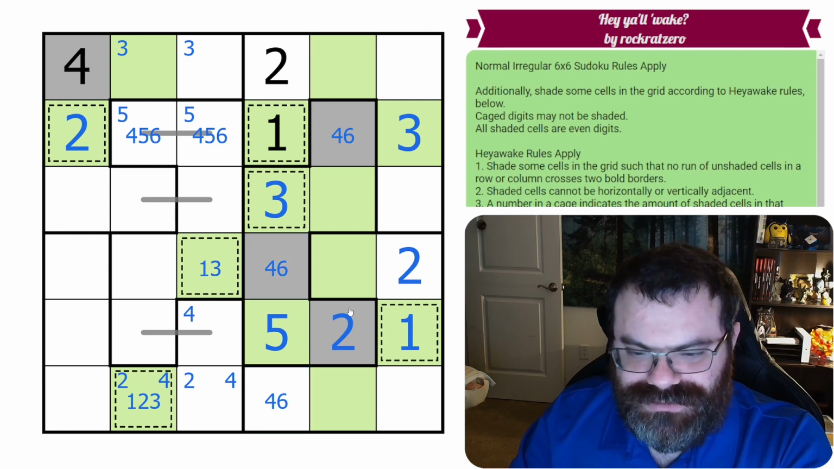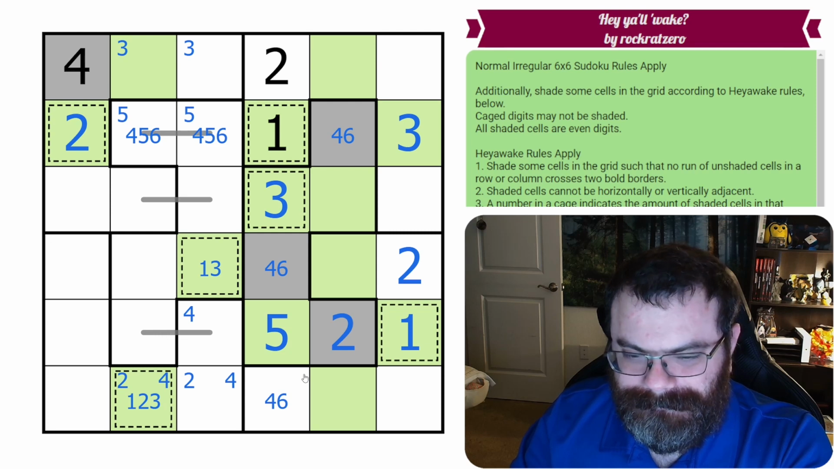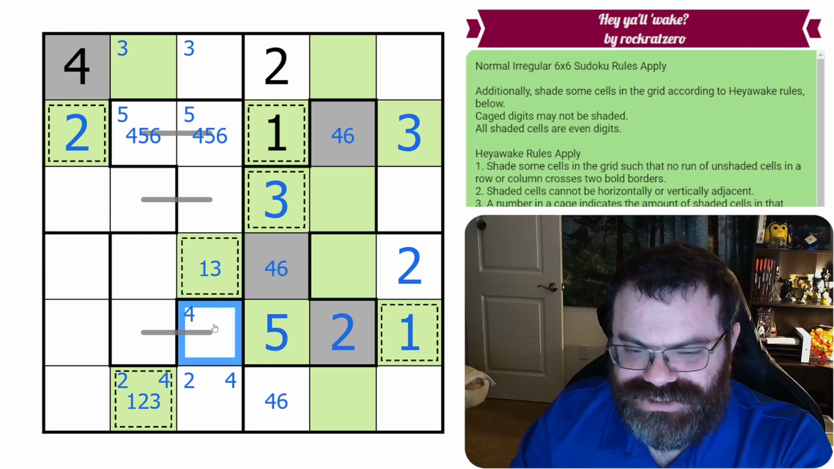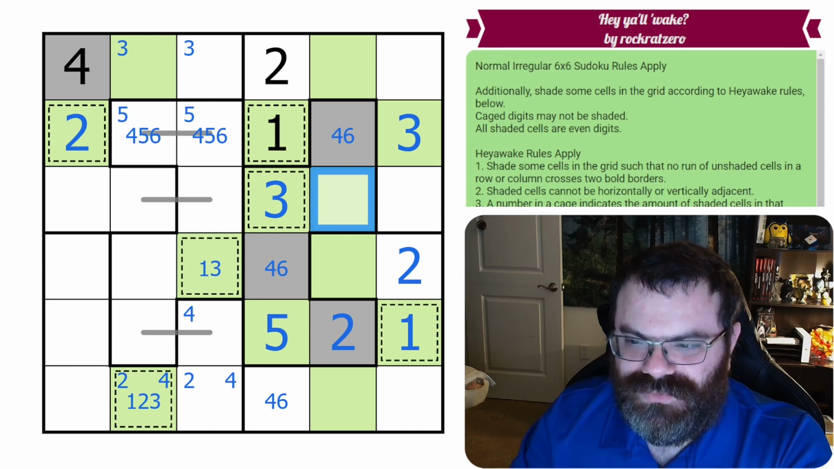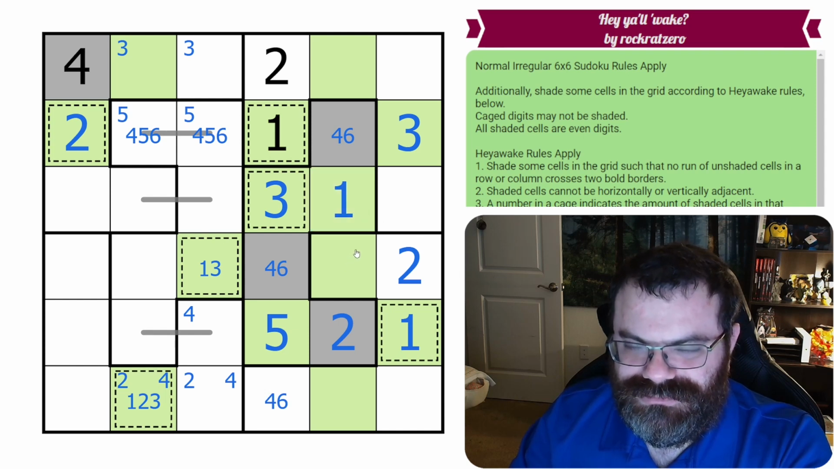Don't know if this is shaded or not. If it was shaded, this couldn't be shaded, and this would be shaded. And the reason I say that is because we can't surround this 5. We do need to remember the connectivity rule. I'm sure it comes in handy. Oh, we know this cell. This is a 1. Just for the region to finish it. Well, almost finish it.